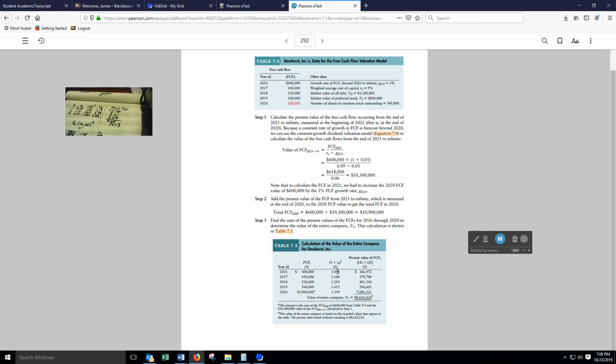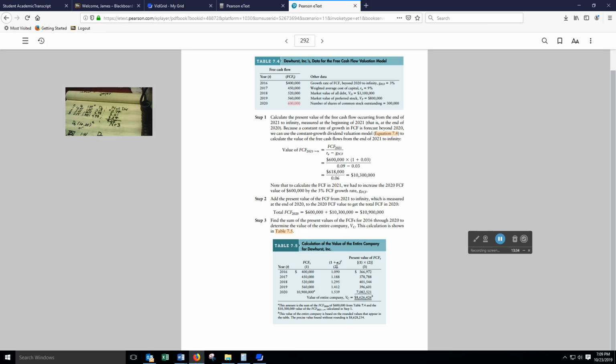So we're going to take 1, and that's going to equal our n. Then you could compute the present value. Or you could take the free cash flow, just divide it by 1.09, in this case to the first power, and get the same answer of $366,972. Now here, I've got the free cash flow for the year 2017.